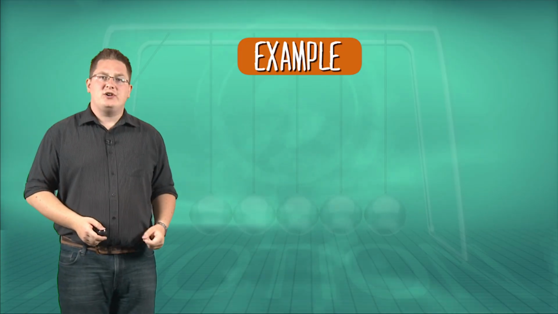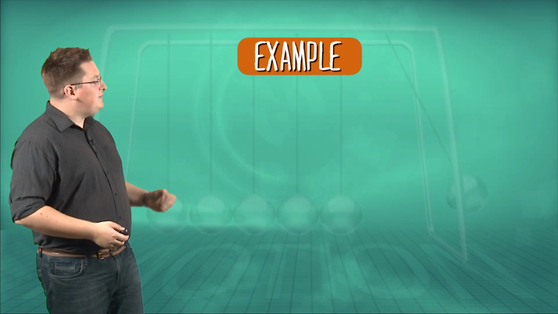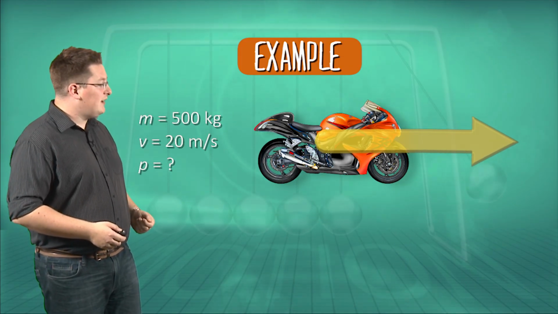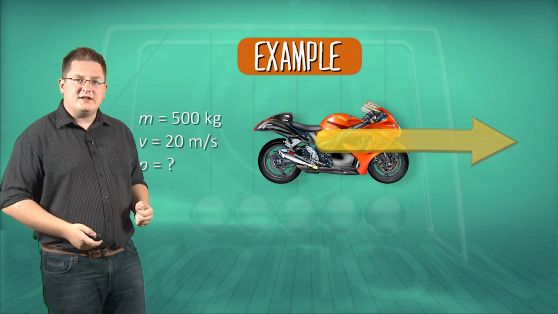Let's try a few calculations. A motorbike of mass 500 kilograms is moving at a velocity of 20 meters per second. What's its momentum?